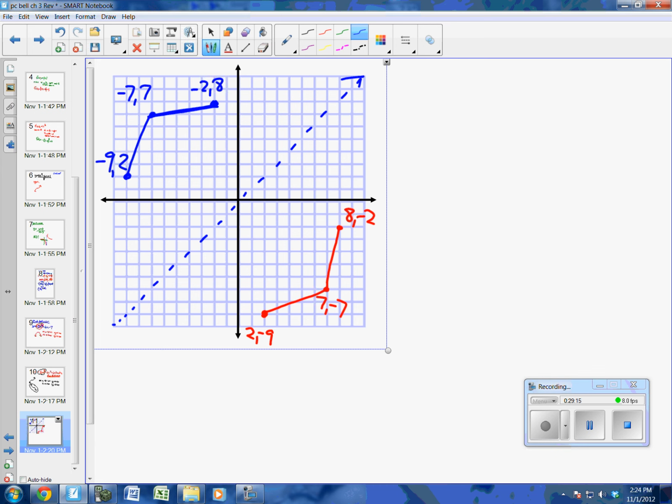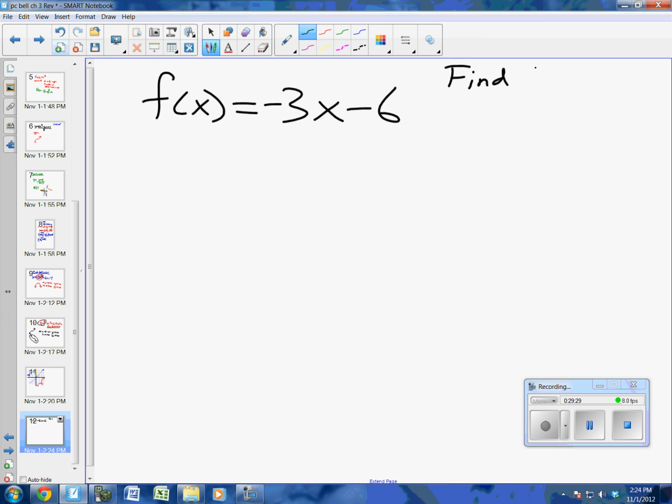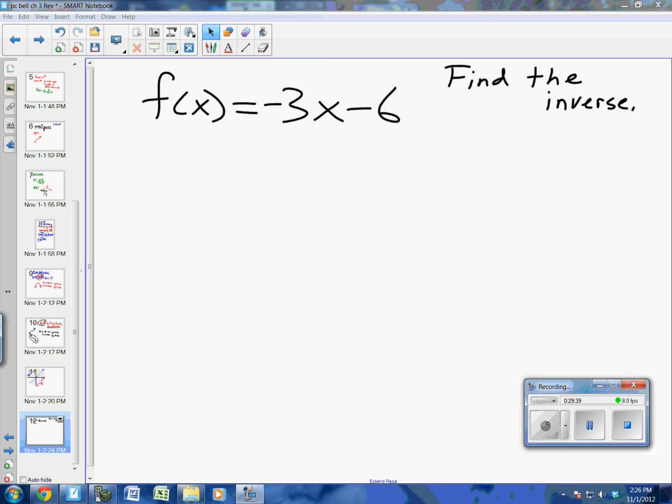Could you do one like that on the test? There's one like it on the test. Okay, next problem. Find the inverse of that function. You guys, to find the inverse, you switch x and y, right?